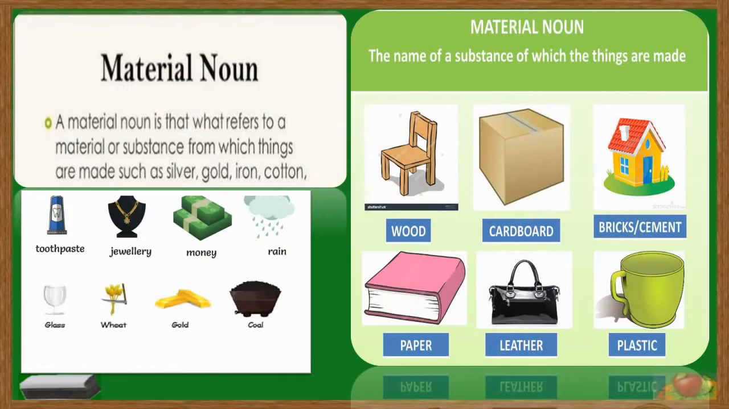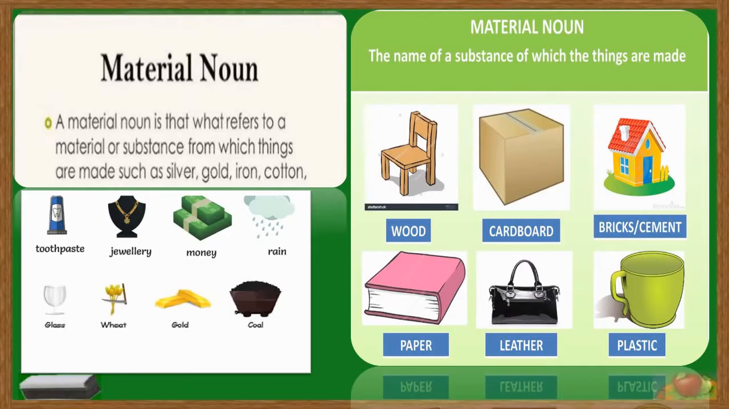Material noun. A material noun is that which refers to a material or substance from which things are made, such as silver, gold, iron, cotton, etc. So on your screen you can see the example related to material noun. For example, toothpaste, so it is made from the material. Then necklace is there, so it is made from gold, silver, etc.